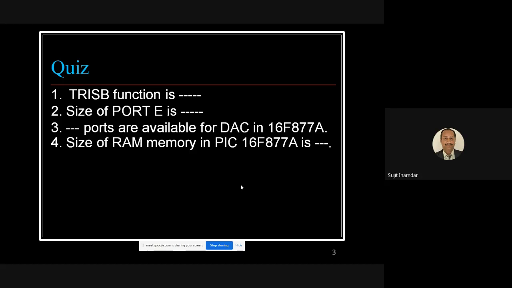And third, there is a little confusion, and intentionally you have not read that carefully. Dash dash ports are available for DAC, ADC. Got it? That is the point you should observe carefully, and accordingly you're supposed to write the answer. The fourth one, that is 368 bytes. Very good. The first is the interrupt, so it is deciding the direction of port B. That is what is expected. Okay. So with this, we will just move ahead.